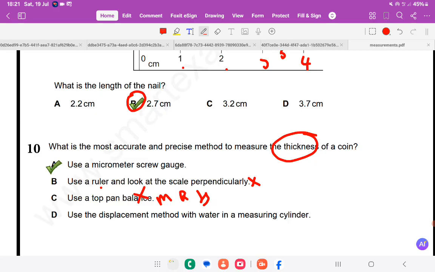D, use the displacement method with water in a measuring cylinder. This method is used for measuring the volume of an irregular shape. Therefore, it cannot be D. So the correct answer is A.